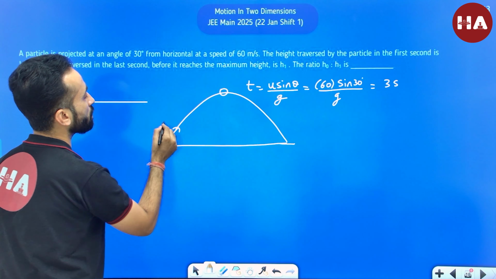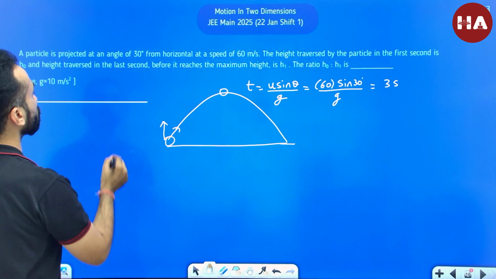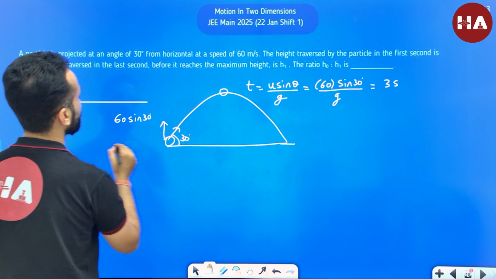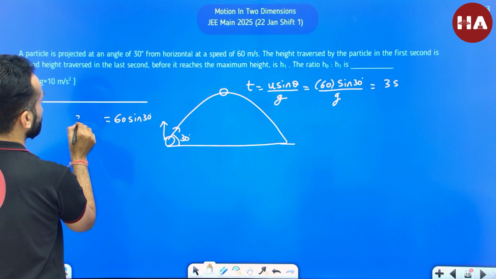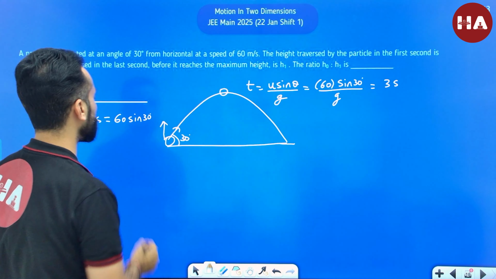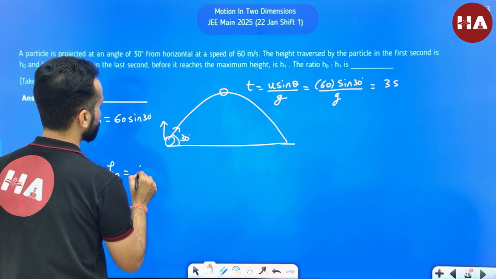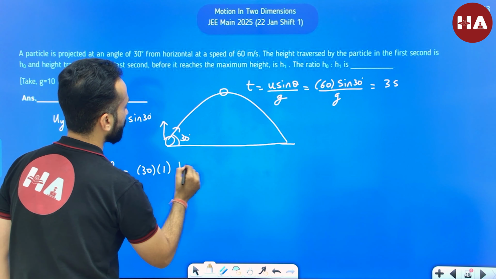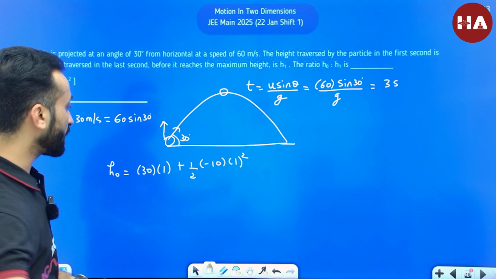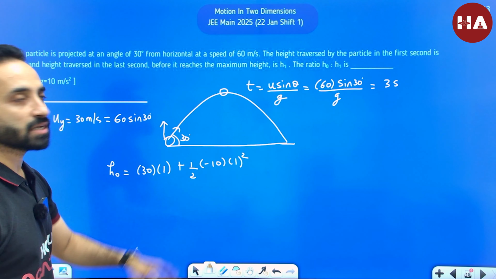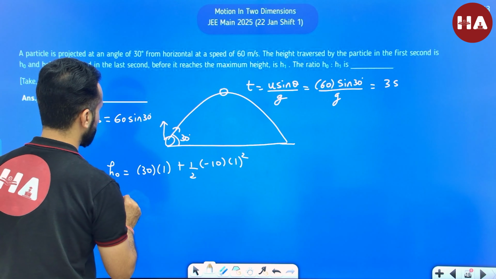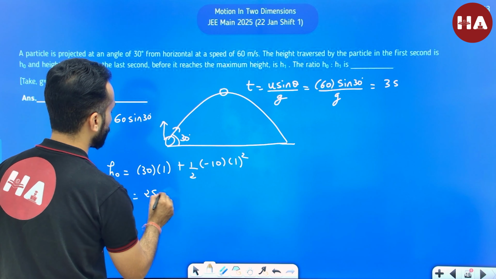Now they are talking about the height. So let's first calculate the vertical component of velocity, which is going to be 60 sine 30 because it is being projected at 30. So this is going to be 30 meter per second, right? So that is the vertical velocity. Now I will just use the equation of motion. So h naught is equal to ut plus half a t square. The value of gravity has to be taken as 10 and initial velocity in the y direction is 30, and we are talking about the first second, right? So in the first second we get h naught is equal to 30 minus 5, that is 25 meter.